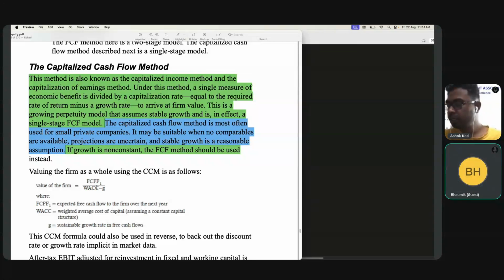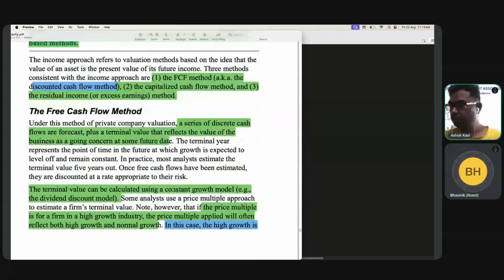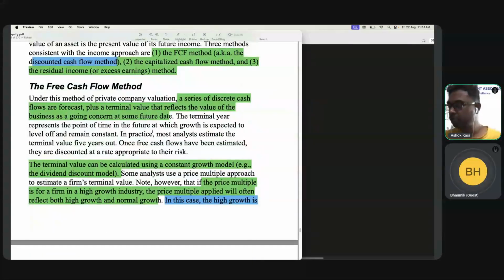So we are taking WACC over here because it is for the entire firm, the value of the firm. So it is similar to the Gordon growth model only. You can just go through all these highlighted words.